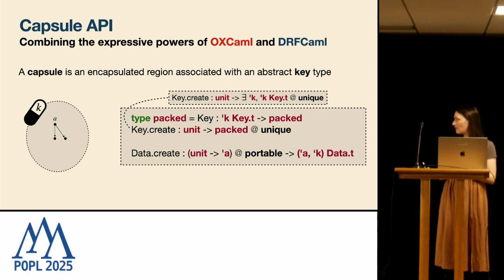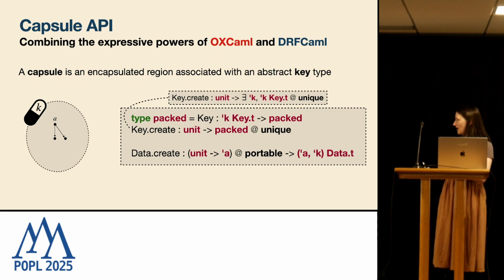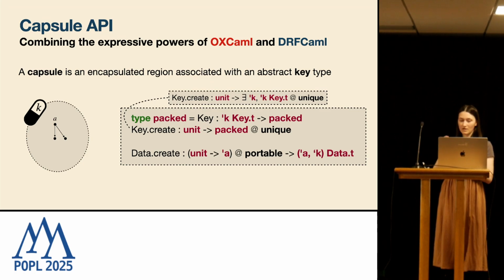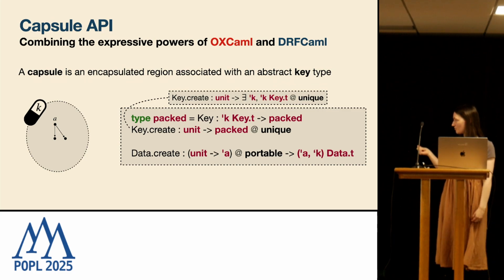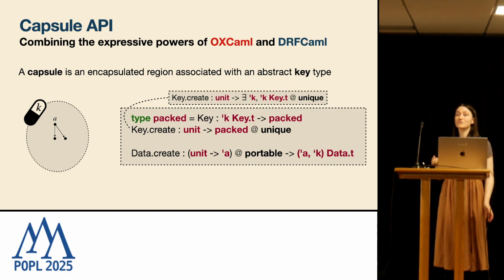Now next, once a key is created, you can put data into the capsule by calling data.create. So data.create takes a constructor as an argument, and it creates data in any capsule. Now, most importantly, this constructor must be a portable function. And this is crucial.